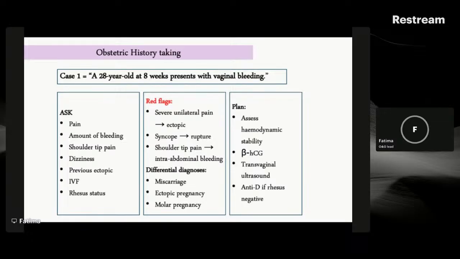In terms of the plan going forward, you would assess the hemodynamic stability. You would do bloods and observations, and a beta HCG to double check miscarriage or not miscarriage. You will then do a transvaginal ultrasound as well, to see where the pregnancy is: is it actually a miscarriage or is it an ectopic? And as mentioned before, anti-D if her rhesus status is negative.